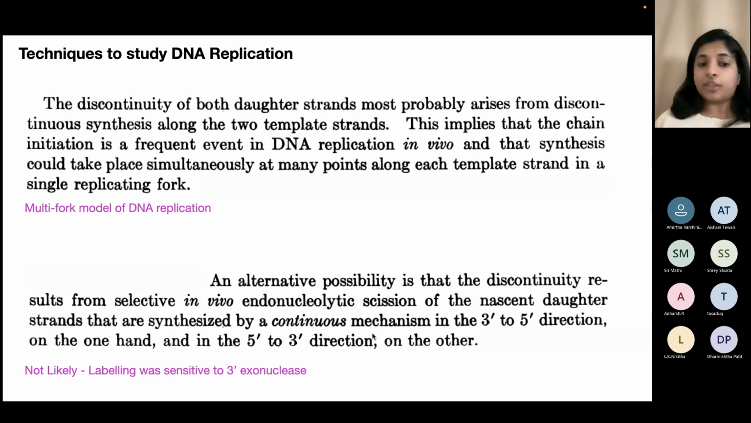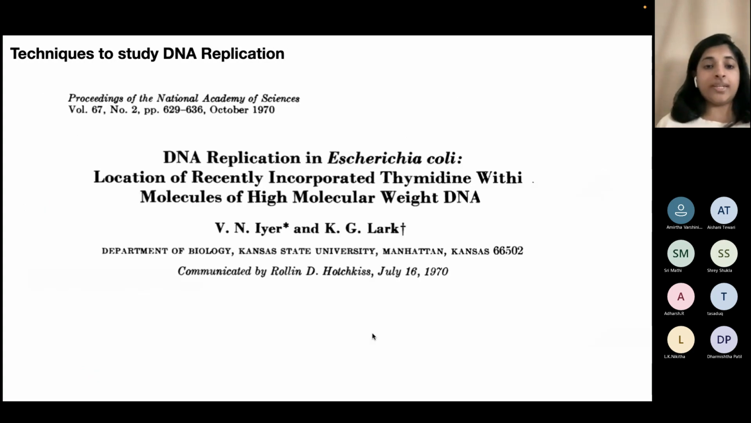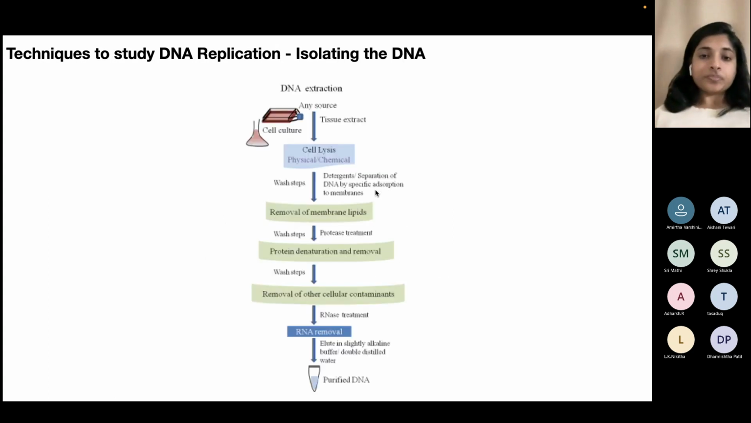However, this was based on a bacteriophage. Soon after, there was a paper in 1970 in the PNAS journal, which, using a very similar experimental model by labeling the newly added bases, showed DNA replication in E. coli. This is where they showed that there is one leading strand and one lagging strand, and the lagging strand has discontinuity, which is now known as the Okazaki fragment.